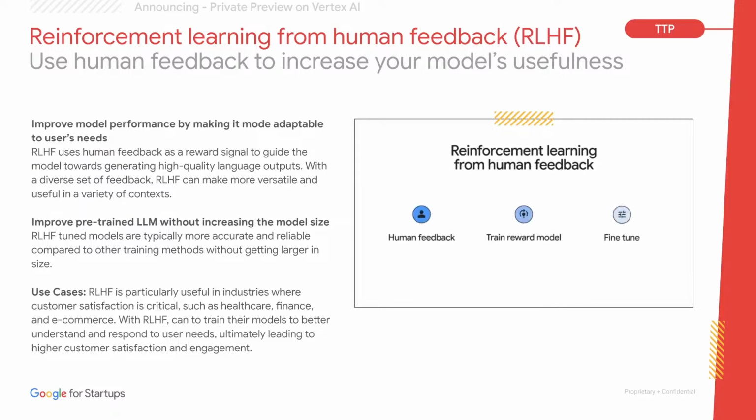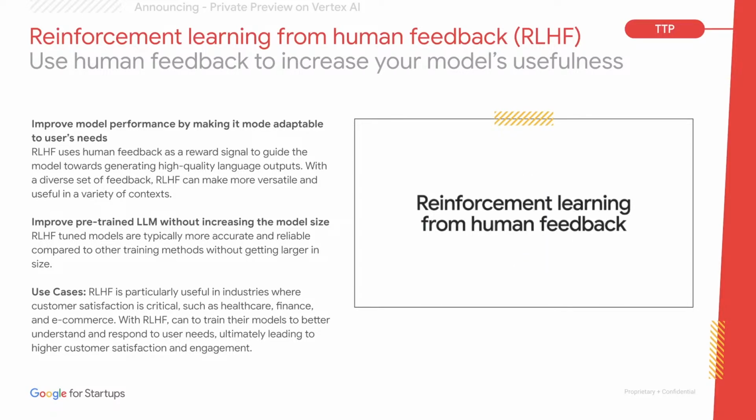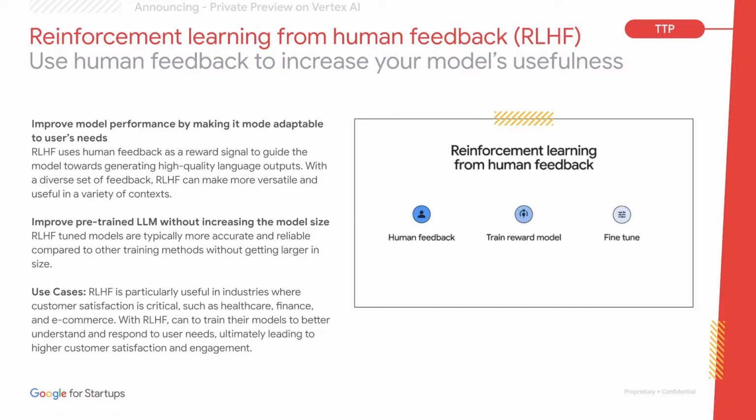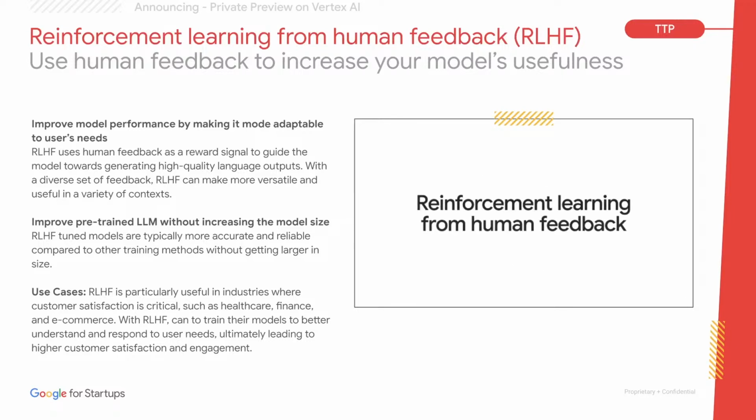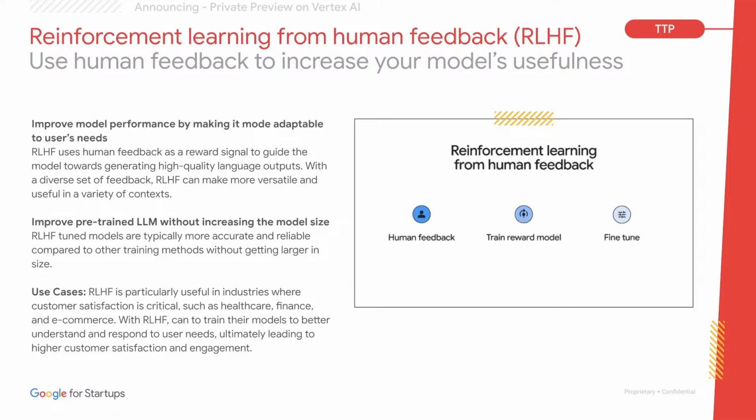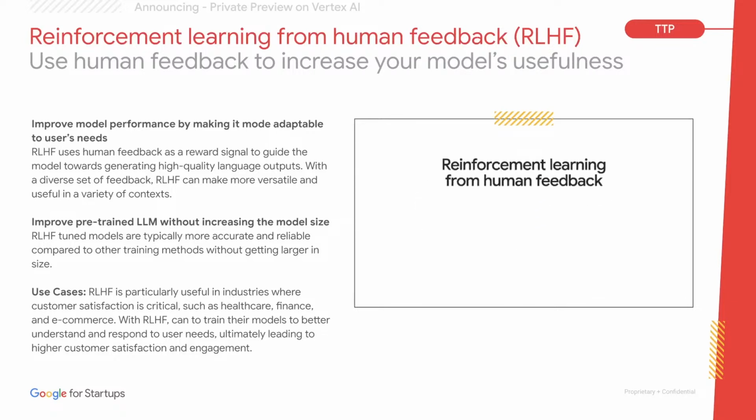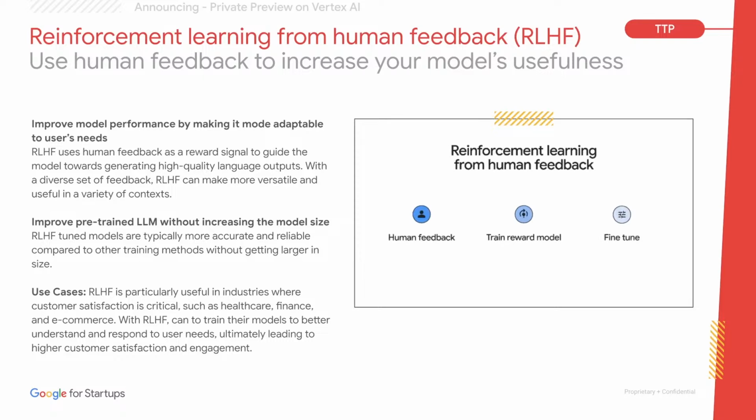Talking about reinforcement learning from human feedback and why it is important. What reinforcement learning from human feedback means is that you can improve model performance by making it more adaptable to user needs through user feedback. In case you have seen Bard or played around with Bard, you might have seen buttons called thumbs up, thumbs down. That is the way you are providing feedback to the system, and that is making the models better. That is the concept behind reinforcement learning from human feedback.